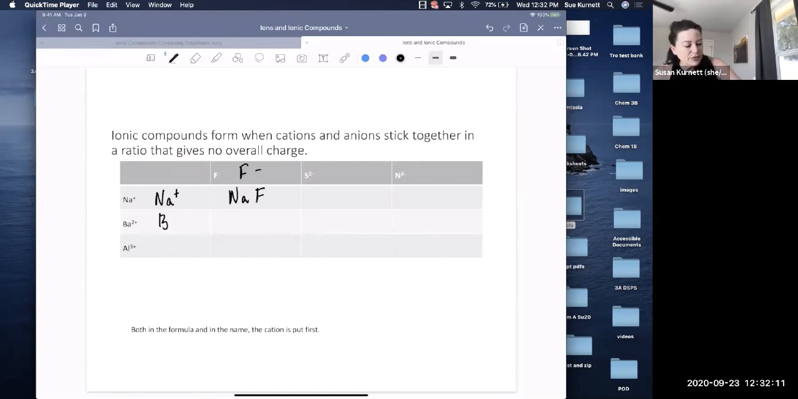Barium has a +2 charge, so we can't just put 1 barium ion with a fluorine because we would end up with some overall charge. So we're going to need 2 fluorides to balance that barium ion. So 1 barium ion has an overall charge, when you add all the protons and electrons together, of +2. And then 2 fluorides match that.